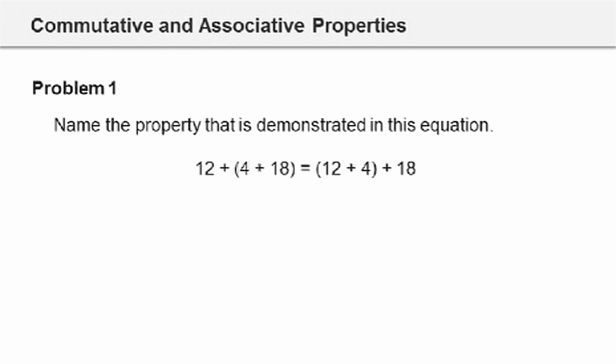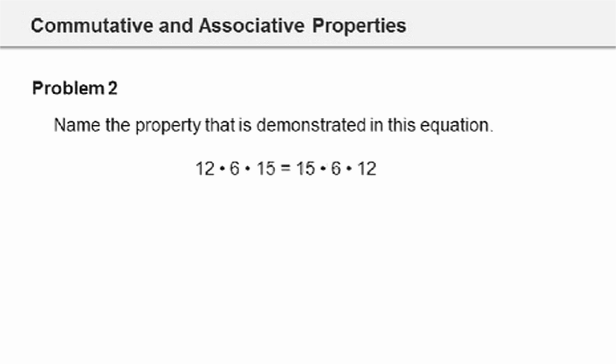All right, here's our first problem. Let's name the property that is demonstrated in this equation. When we look at the expression on the left versus the expression on the right, we see that the numbers are grouped differently. The sum of 4 and 18 is grouped on the left, and the sum of 12 and 4 is grouped on the right. The property that tells us that it doesn't matter how we group numbers when adding them is the associative property of addition.